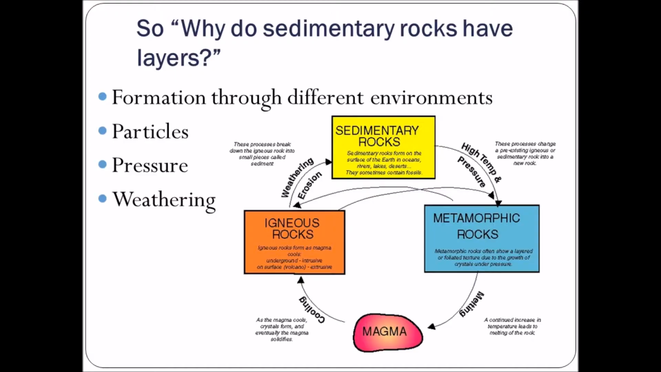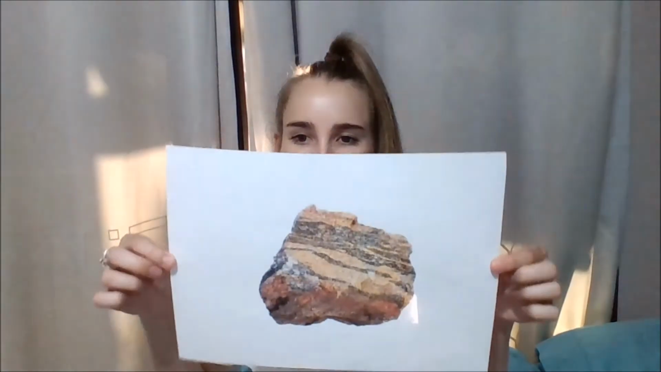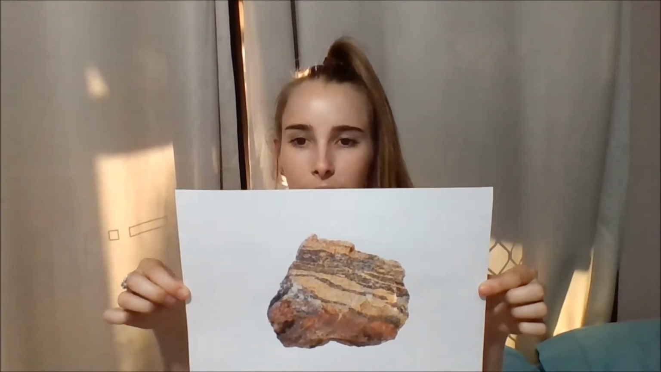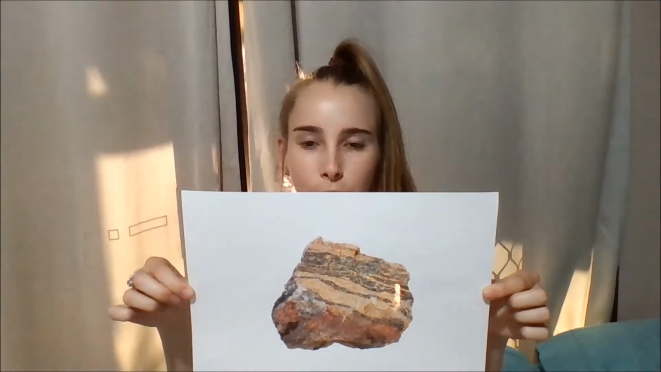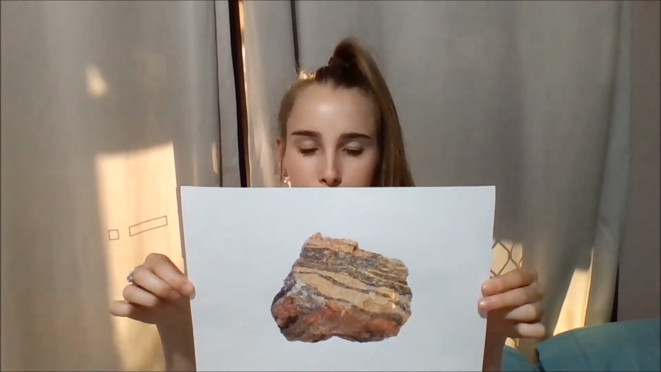As shown, the current dominant scientific understanding of why sedimentary rocks have layers is purely from the formation through the different environments, particles, pressure, and weathering present at the time. All these different factors work together to produce sedimentary rocks, whether they are clastic, chemical, or organic. The transportation of these particles, which then settle on the surface, are compacted together, forming the layers that we see. Without the compaction of these particles together, the formations of rocks would not happen.